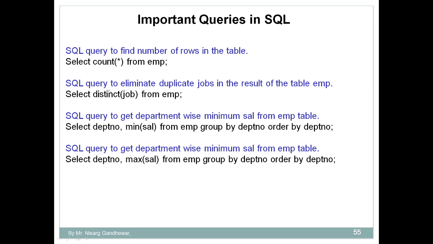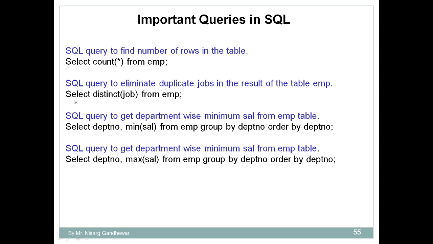So what we are going to use is the distinct clause. The distinct clause helps us remove the duplicate values from the result but not from the original table. So we can write a query: select distinct job from employee. It helps us eliminate the duplicate jobs from the employee table.